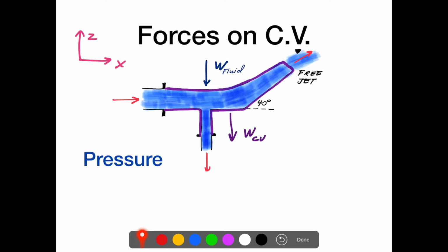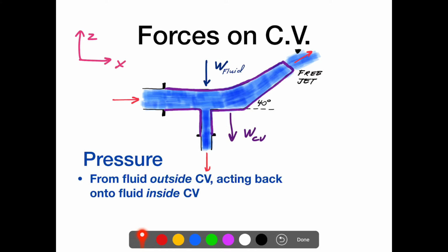The other forces that we include on these control volumes typically for these pipe problems are the pressure. And the pressure is a little bit tricky, but I'll walk you through it here. The pressure force that we're considering here is the pressure force from the fluid outside of the control volume acting back in on the control volume. And for this face that I'm highlighting here, that force would be in this direction toward the right, because the fluid outside of the control volume is pushing back on the fluid inside of the control volume.